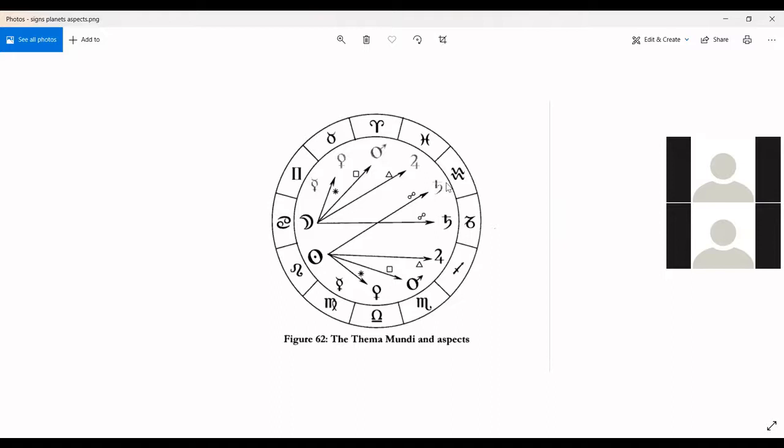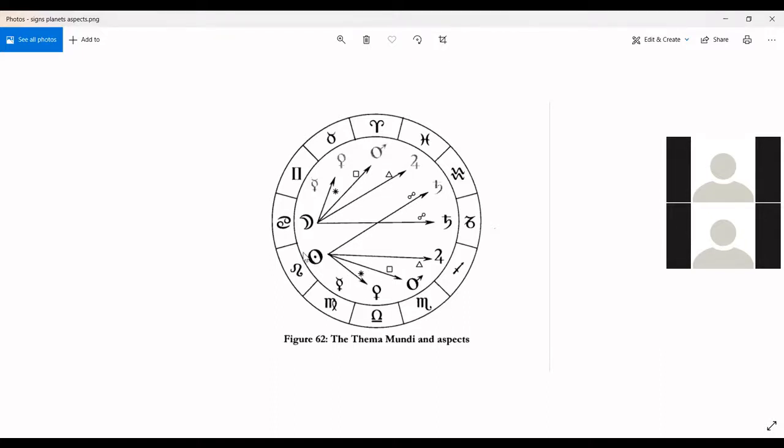So that gives us an idea of what these planets are really about, how they act, and then on top of that, what these aspects are about. So the aspects are reflections of the planetary nature. So keep looking at that. Just keep looking at how these arrows are going.